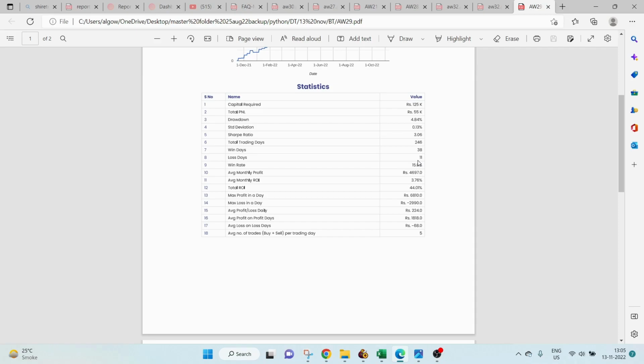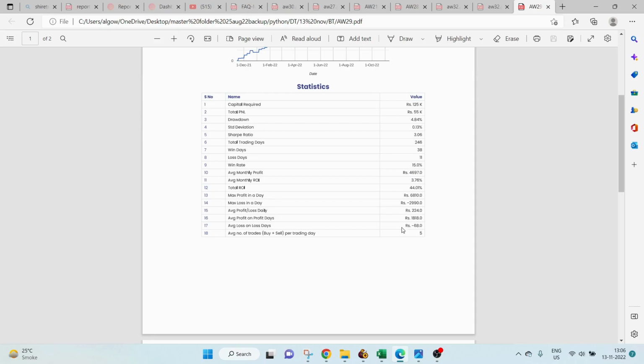Okay, so the win rate which it is showing is 15%, which is wrong actually. It is showing that because 38 days it won, and it is calculating the win rate based on the total trading days during that period, that is 246. So it should be 4 times of that, that is 60%. 4 times or 5 times actually, because some months have 5 weeks also. Okay, rest of the things are okay.